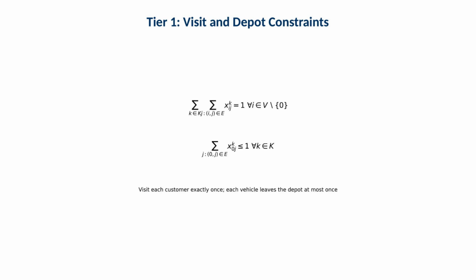These constraints ensure each customer is visited exactly once across the entire fleet. They also ensure that each vehicle leaves the depot at most once. Together, they prevent duplicated service and prevent a single vehicle from being assigned multiple disconnected trips. This is fundamental for making the solution interpretable as real daily routes.